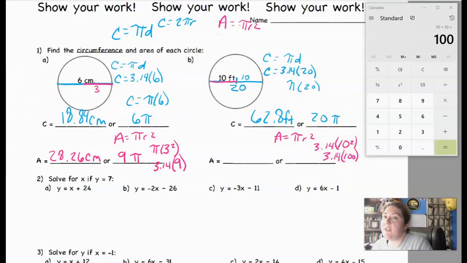So I'm going to say 100 times 3.14. That gives me 314. 314 feet. Now remember, I also told you that we didn't have to write this all the way out. We know that we're multiplying pi, and we know that 10 times 10 is 100. So another way we can say that is 100 pi feet. That's it. It's really that easy.